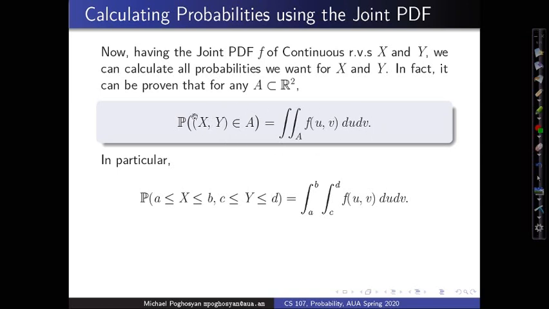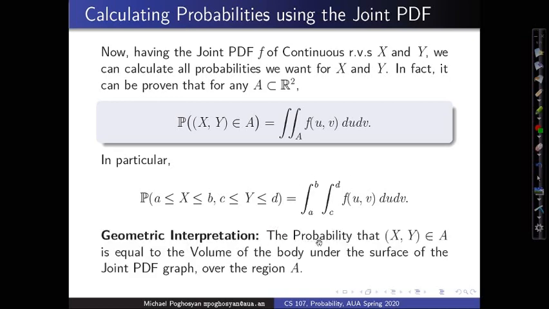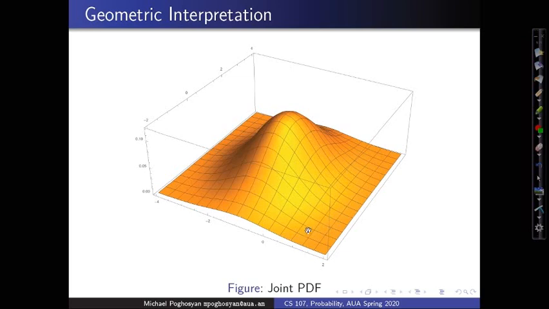So what we are calculating with this integral and with this probability. In the one-dimensional case, we are calculating the area under the joint PDF curve, and in this case, the probability that (X, Y) is in A is equal to the volume of the body under the surface of the joint PDF graph over the region A. So if we want to find the probability that (X, Y) is in A, we are calculating the volume under the joint PDF. So let me give the graphical description of that.